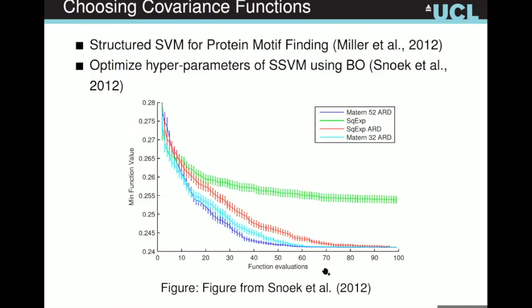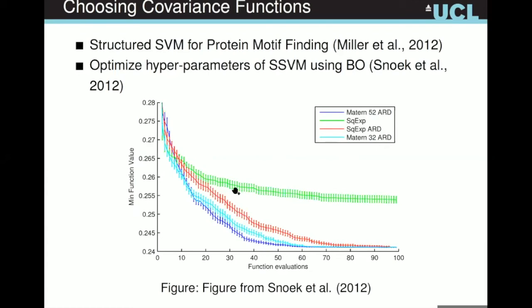So people have actually run a few experiments. There is the paper by Jasper Snoek from 2012, and most of these plots are coming from this paper. I mentioned early in the beginning a structured support vector machine for this kind of DNA sequence binding. Snoek and colleagues optimized the hyperparameters of this structured support vector machine using Bayesian optimization, and also used different covariance functions for Bayesian optimization.